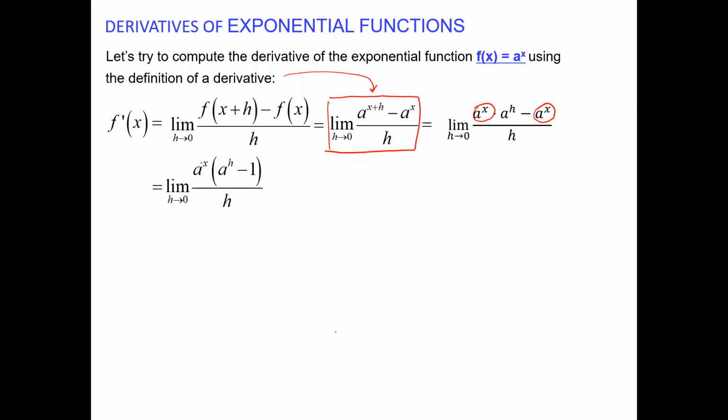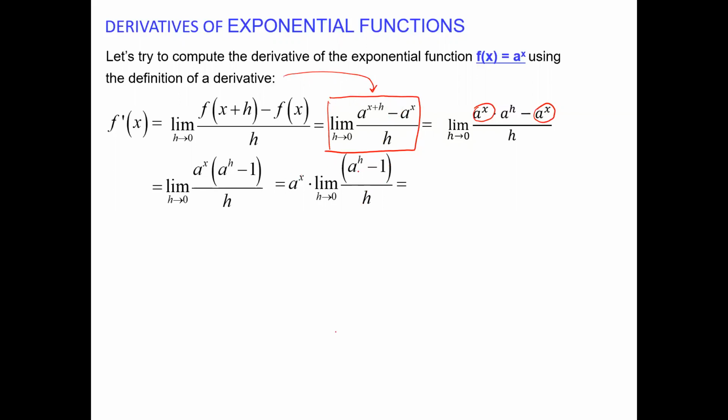And since the expression a to the x is not involved with h, we can consider it a constant with respect to this limit. A constant we can pull out and put outside. That's what we have. We do have a to the x times the limit. And this limit, if we look closer, looks familiar to the limit above.